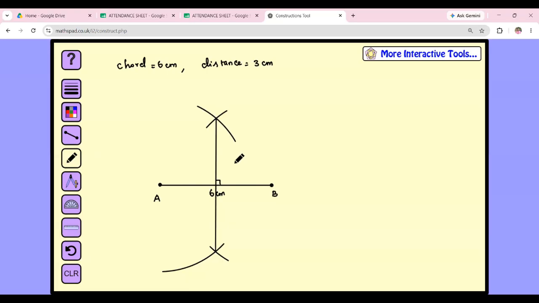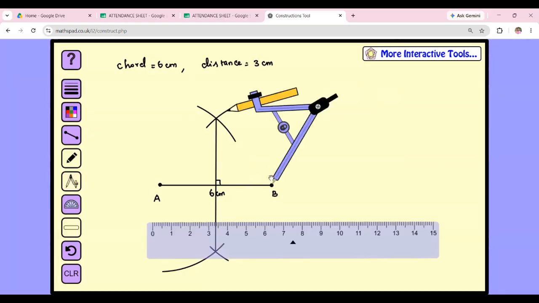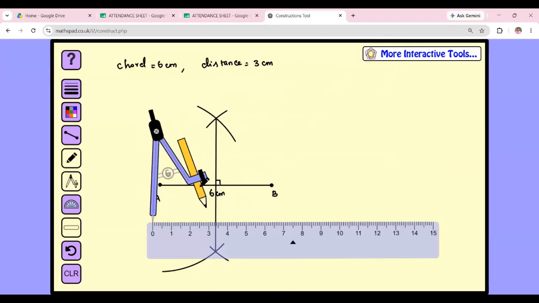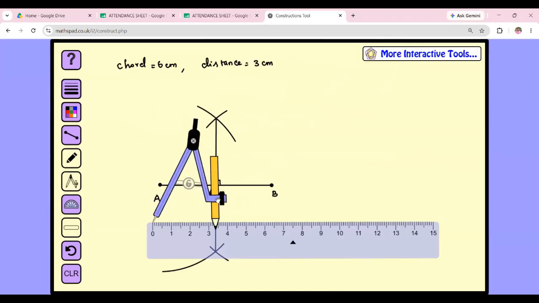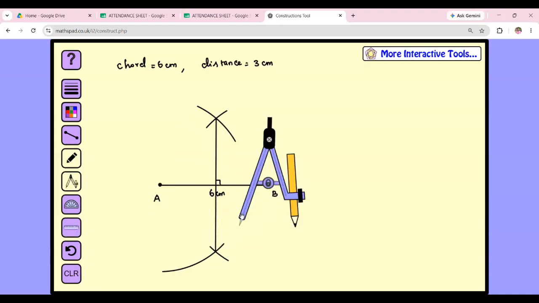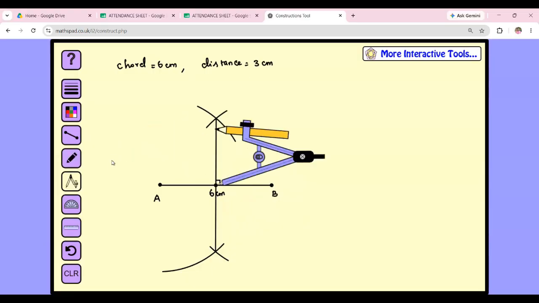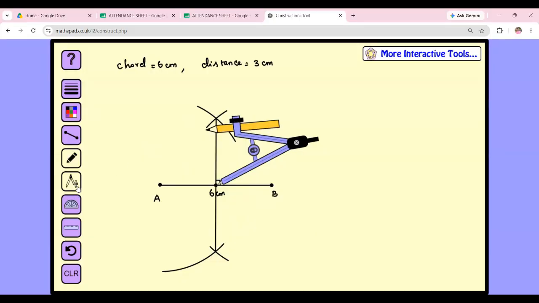Now they have given that the distance from the center is 3 centimeter. Take your compass and measure 3 centimeter, keep the pointer at the chord's midpoint on the perpendicular bisector, and draw the arc. Now this is my 3 centimeter.